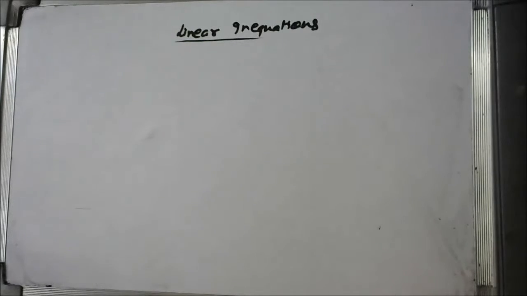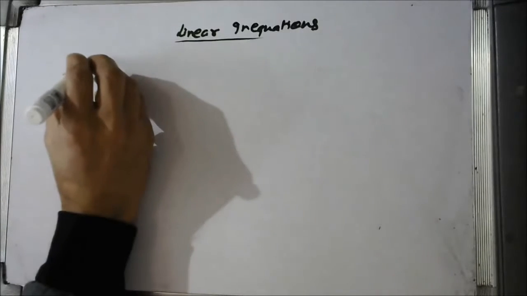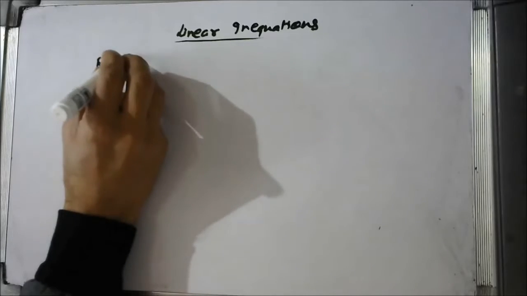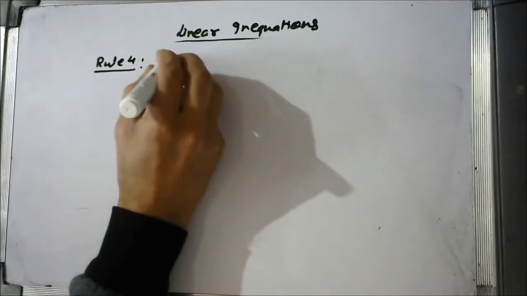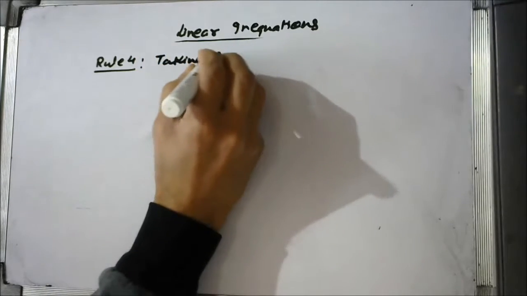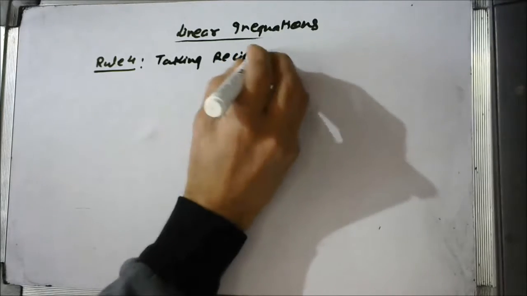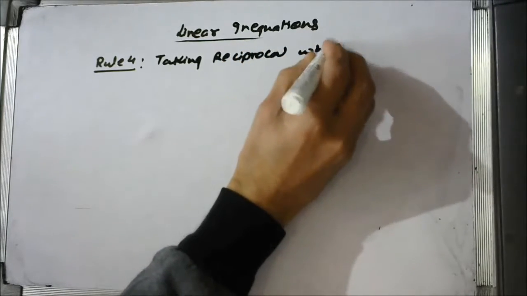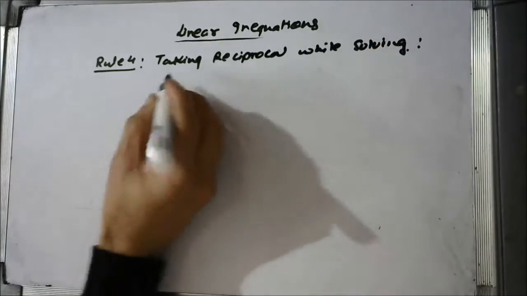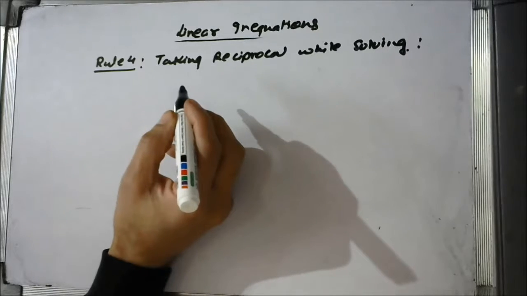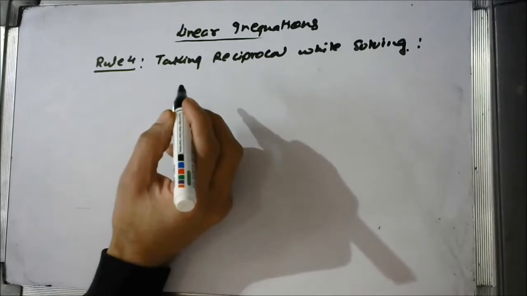Hello friends, this is a continuation video to illustrate basic rules for solving linear inequations. Now, in this video, we will consider rule 4, which regards taking reciprocal while solving linear inequations. First we try to understand the logic behind this rule, then I will list the rule.